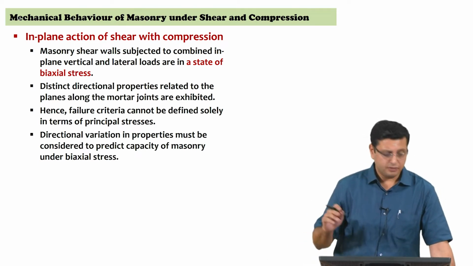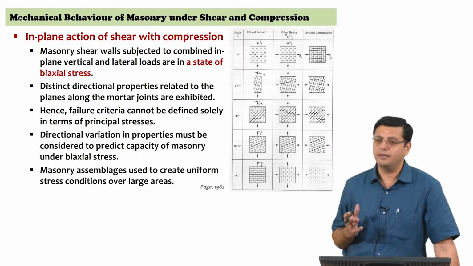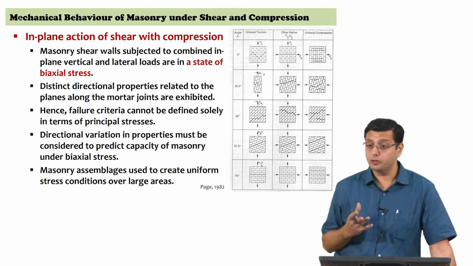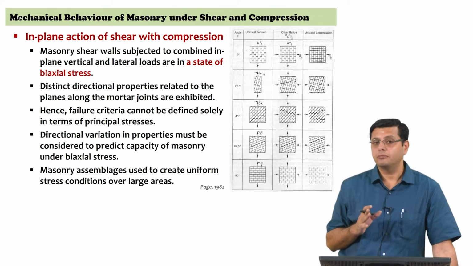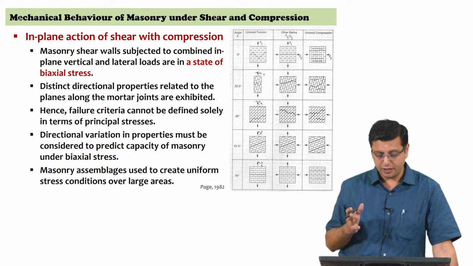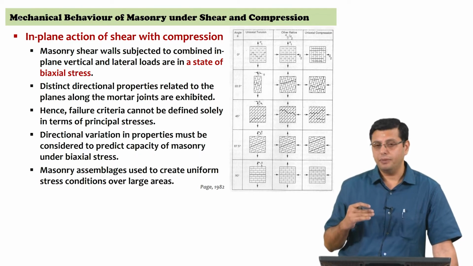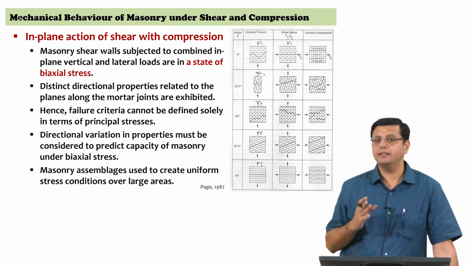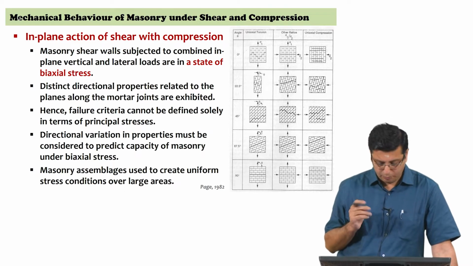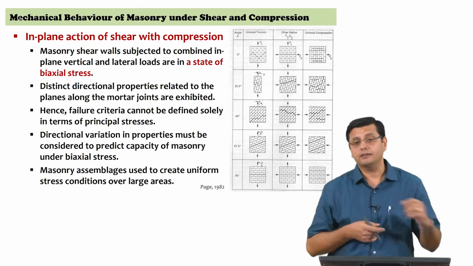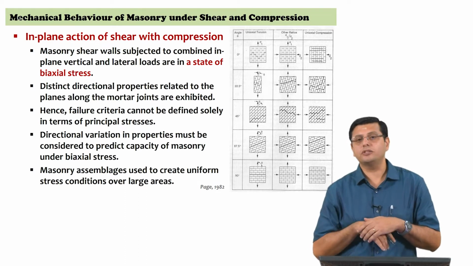So, this is a set of experiments that was conducted primarily to show that the failure mechanism is not dependent only on the principal stresses or the orientation of the principal stresses, but the directional property of the masonry governed by the orientation of the bed joint starts becoming extremely significant. So, Page in 82, this is in fact the PhD thesis of Page, carried out a set of experiments.